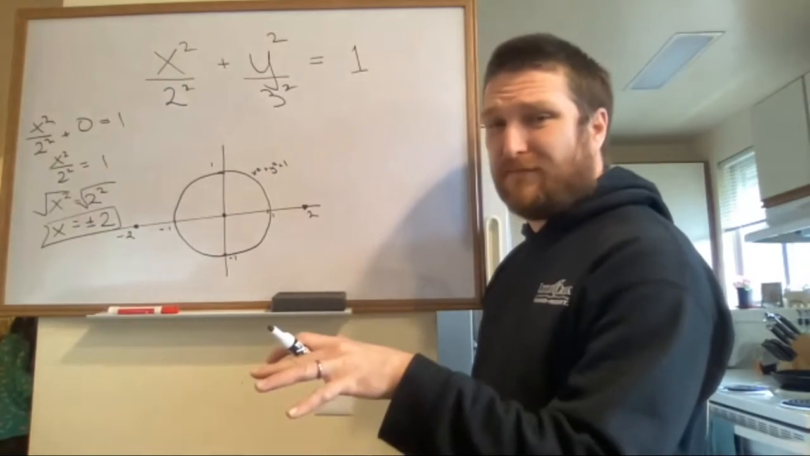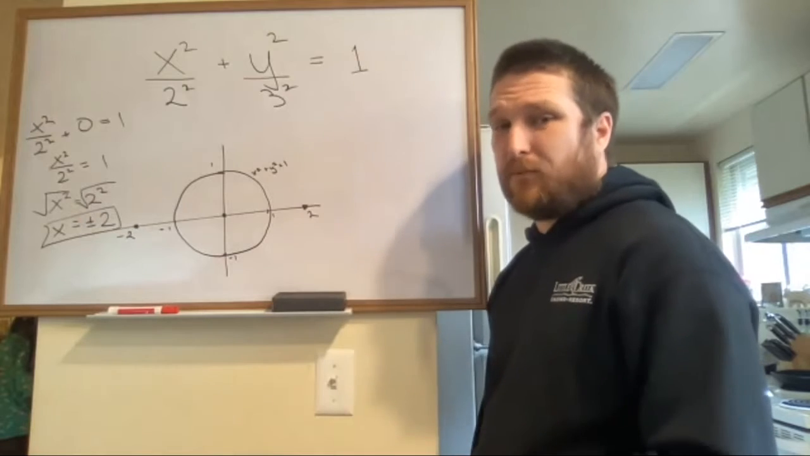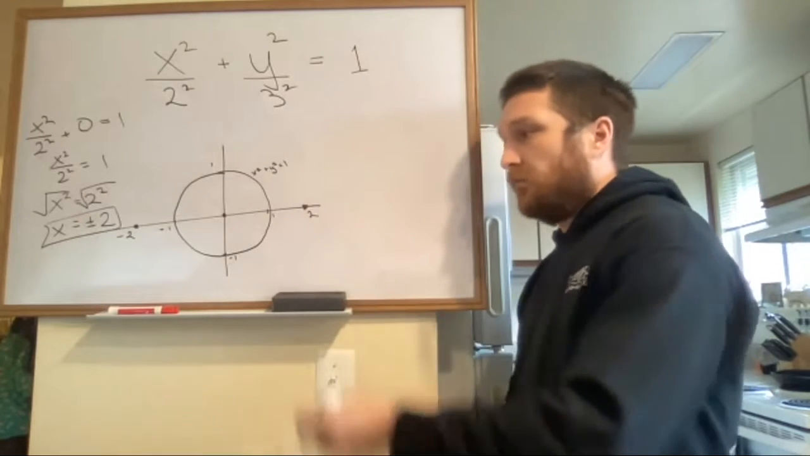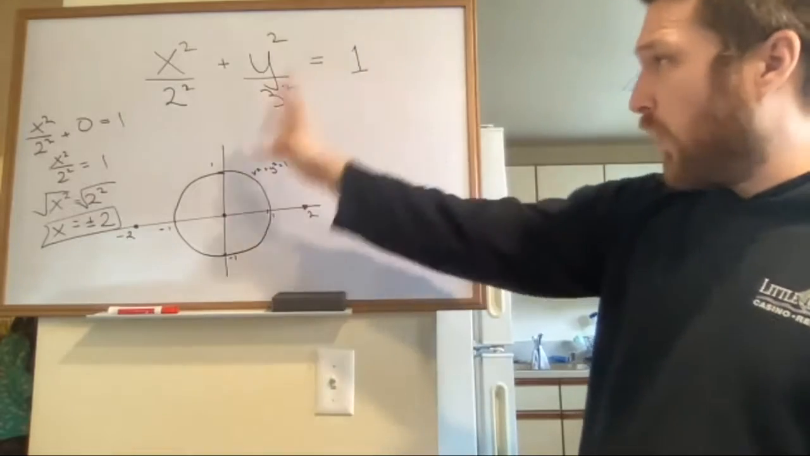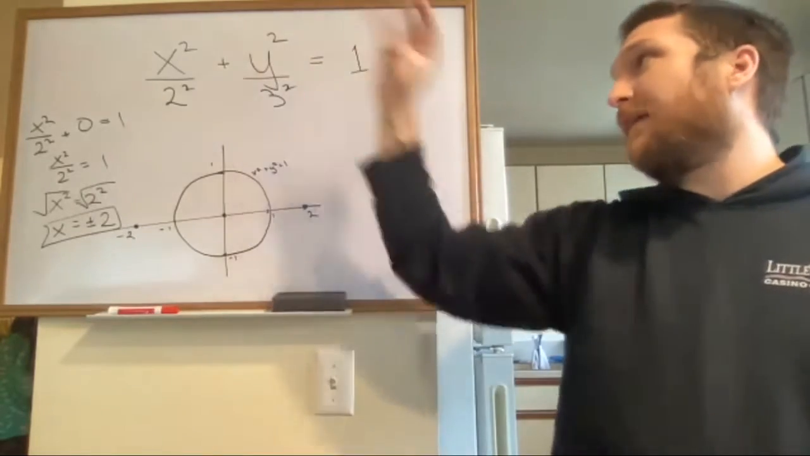I said, don't worry about the foci. The vertices are going to be important. So, we have 2 vertices. Let's find the other vertices. In other words, let's find the y-intercepts. How do we find the y-intercepts of something?